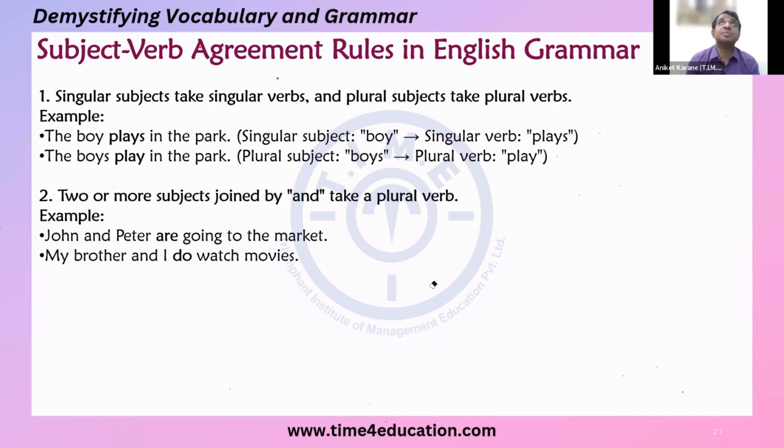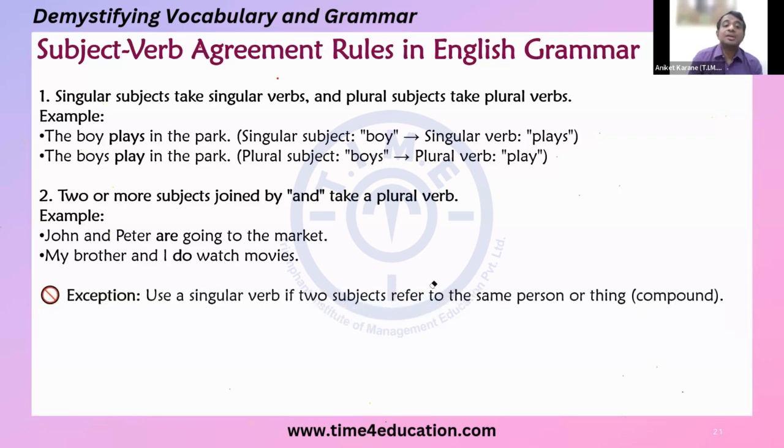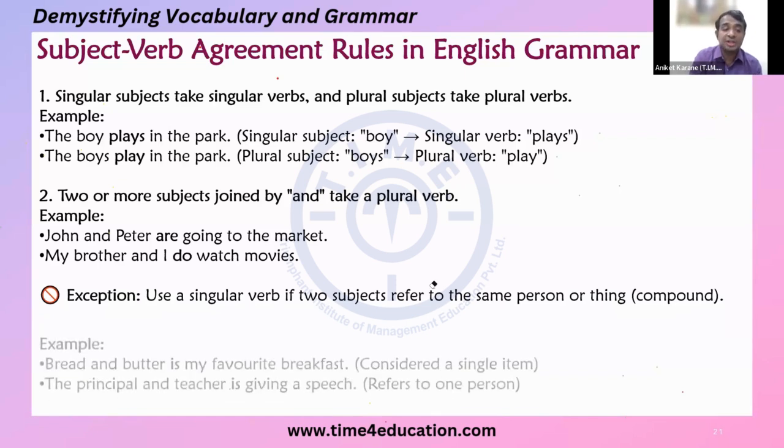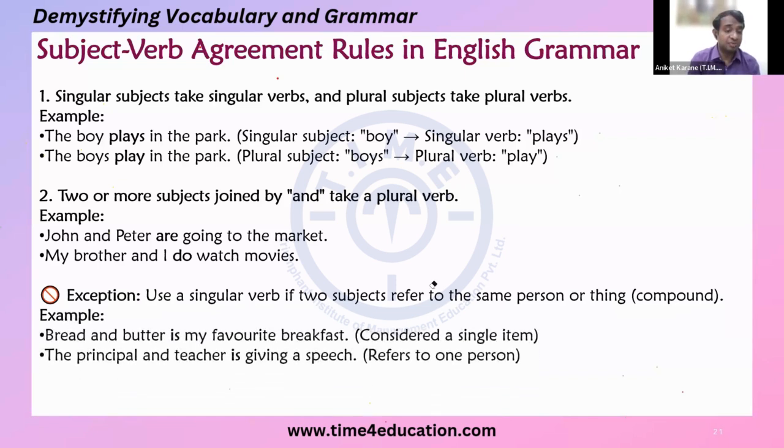So in this case, remember that there is an exception for this rule. And what is that exception? The exception is when you use two subjects which are referring to the same person or same thing. They are compound in nature. So bread and butter, we always use it together as one unit, considered as one item. So bread and butter is my favorite breakfast.